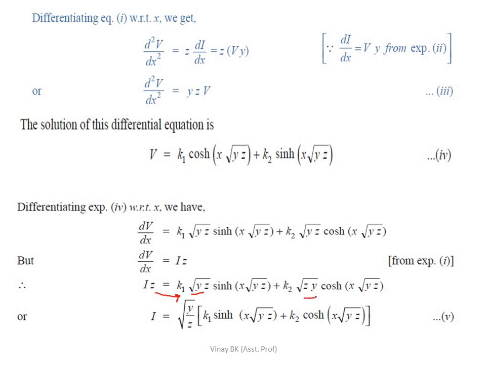Simplification: root YZ is common, so I can write it as k1 into sinh x into root YZ plus k2 into cosh x into root YZ, and Z I send to the right side. So Z I can read as root Z into root Z. Root Z and root Z get cancelled, so the rest is only root Z in the denominator, so you get square root of Y by Z on the RHS. Give this as equation number 5.